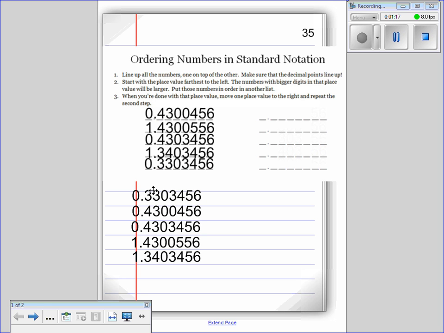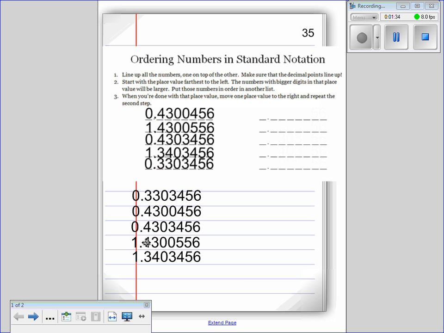Okay, let's look at the hundreds place. Okay, we have these two left. Hundreds place is the same. Thousands place is the same. 10,000s place, this one is smaller. So this one is going to go on top of this one.